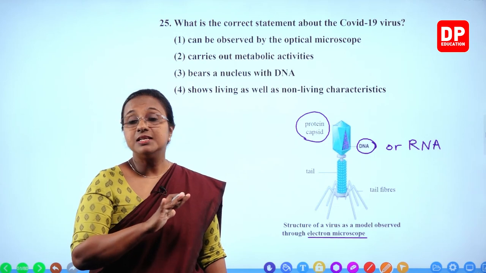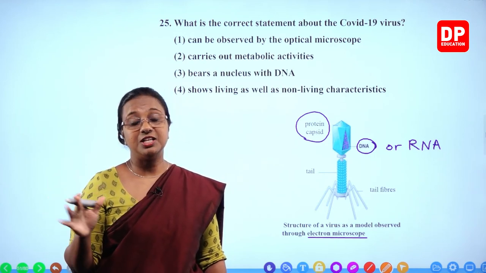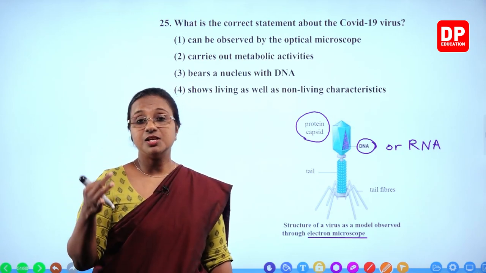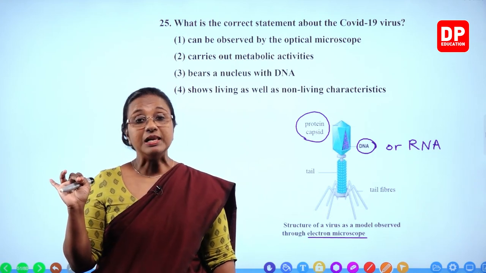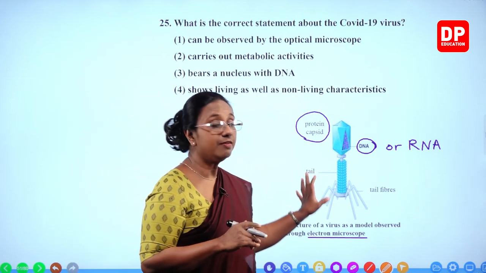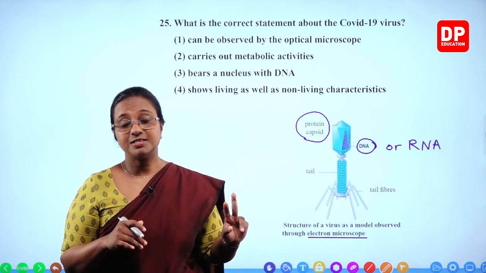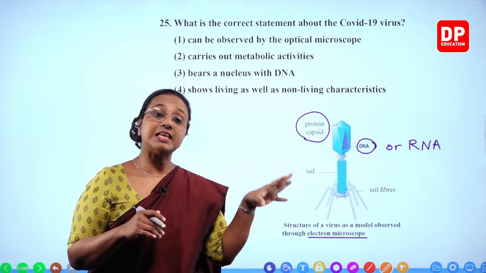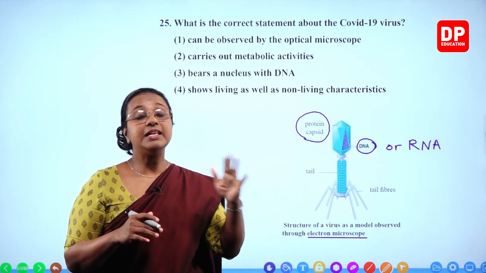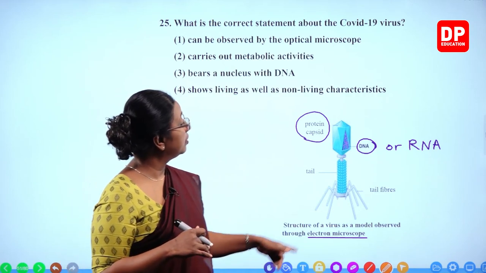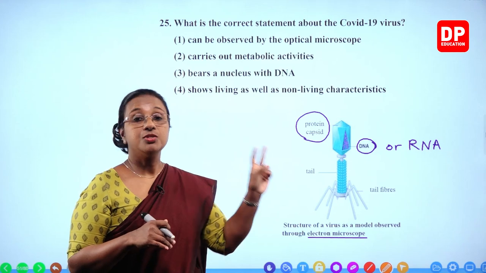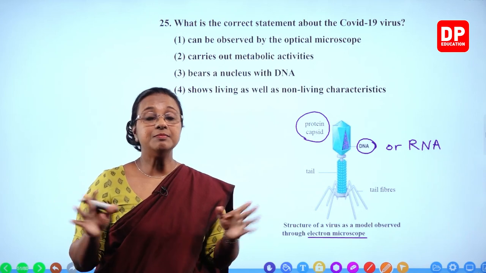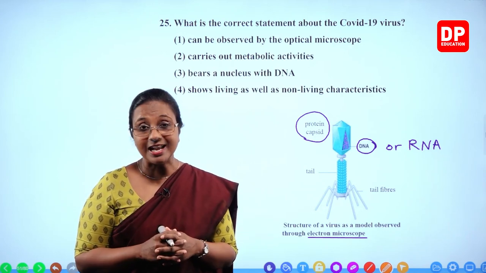Apart from that, it does not show any cellular activities, no metabolic activities. It doesn't do respiration or excretion, or none of the normal metabolic activities are carried out by viruses. Only two living characteristics are: one thing, it replicates in a host cell. When the virus is inside a living cell, a host cell, it can replicate. And also, it causes a disease. Those are the two living characteristics. Other than that, it doesn't show any other metabolic activities. I'm sure you all can remember that.